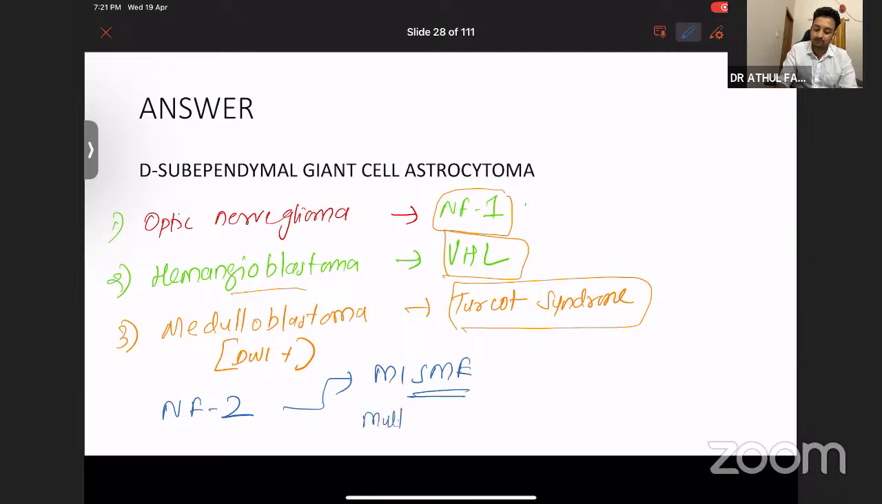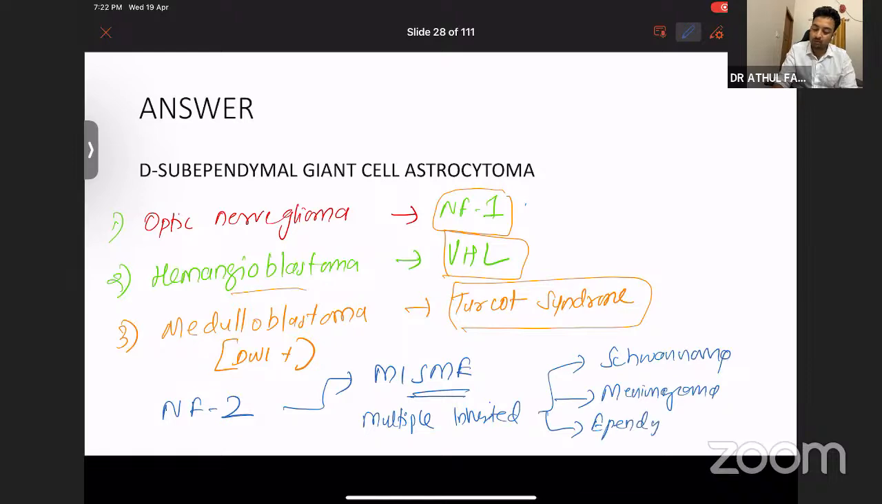There will be multiple inherited schwannomas, meningiomas, and ependymomas. So NF2 can present with MISME, that is multiple inherited schwannomas, meningiomas, and ependymomas. Okay, very, very commonly seen. Recently I also got a case with MISME complex. So in MISME, there will be multiple schwannomas in the brain and spine, multiple meningiomas in the brain and spine, ependymomas in the brain and spine, etc. So these are all the important syndromes and brain tumors.